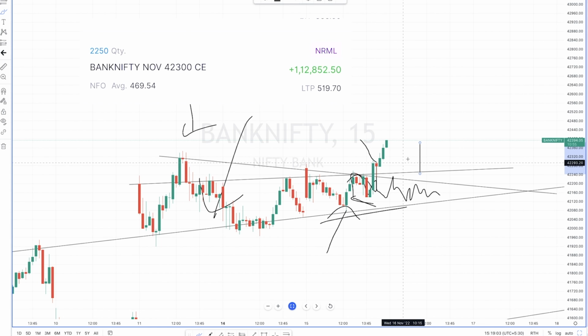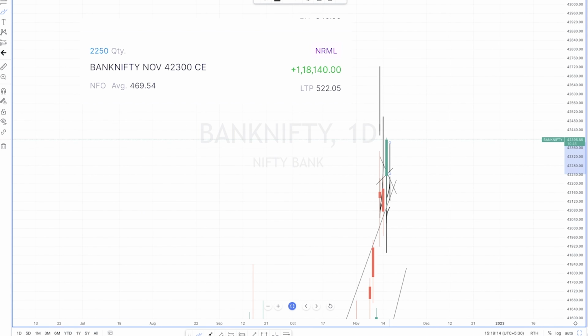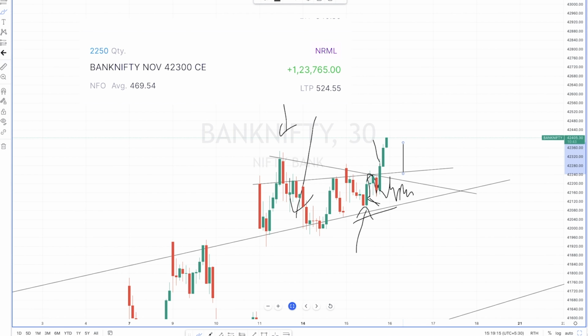So right now I'm at a profit of around 1,12,000. This is going amazing, to be honest. My MTM is around 66 lakhs totally. Oh my god, what a day.